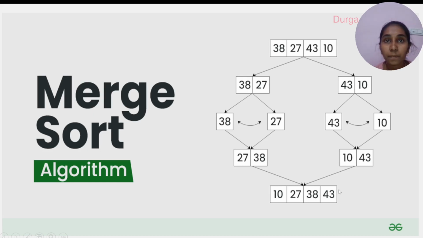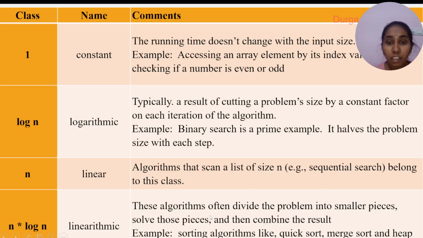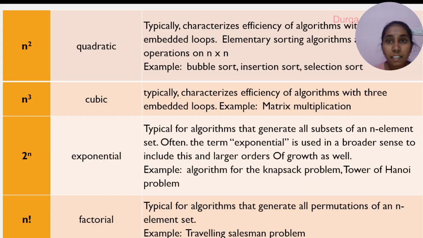38 and 43. So if you observe in merge sort, the algorithm often divides the problem into smaller pieces, solves those pieces and then combines the results. For these types of problems, the time complexity is order of n log n. Okay. So the next one is quadratic.